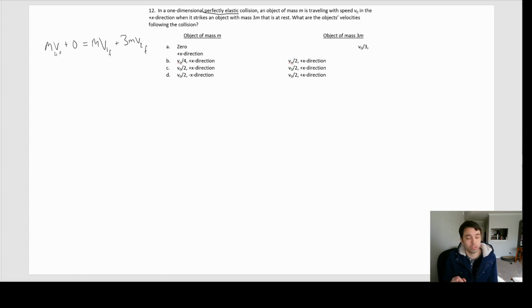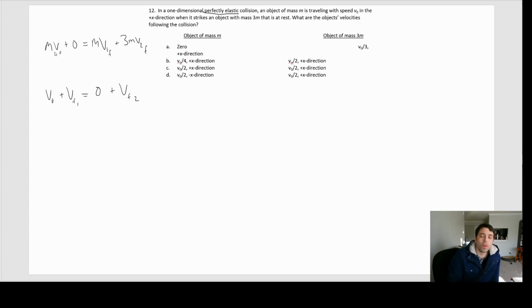So remember, there's a special formula that you can apply during a perfectly elastic collision. That formula is the initial velocity of object 1 plus the final velocity of object 1 must equal the initial velocity of object 2 plus the final velocity of object 2. This is a rule that must apply in these special perfectly elastic collisions. Now, the initial velocity of object 2 was 0. It was at rest. And the initial velocity of object 1 we're calling v0.